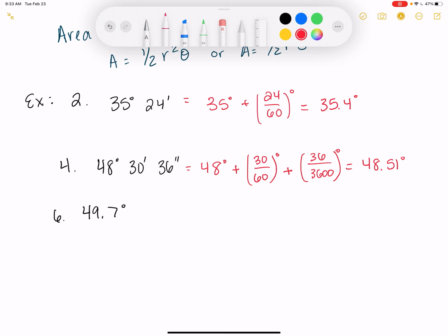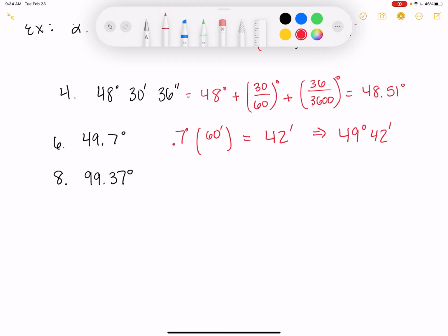Multiply. 0.7 times 60. So you multiply. No, you multiply. Not exactly. 60 times 60. Well, yes, technically we want to do that first. We are going to multiply the whole thing, the 0.37 by 60, and you'll see why here in just a second.